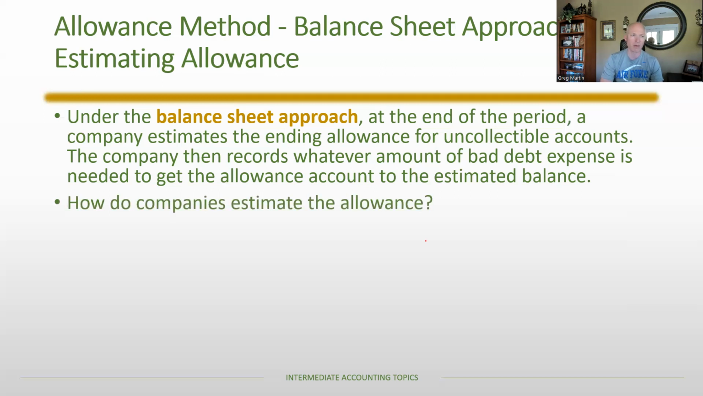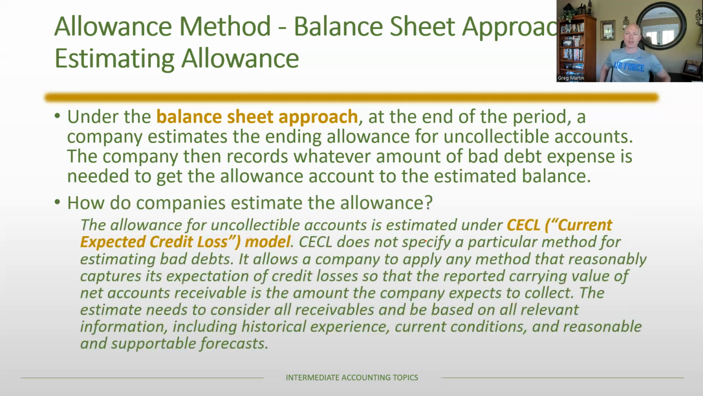So how do they figure out what the balance should be? They use what's called the current expected credit loss model. Essentially, there's really no one method to do this, but you have to reasonably bring in all kinds of things like historical experience, current conditions, forecasts. And you use this information, and you should use the same method every year, however you forecast it, to say, okay, this is what we expect.